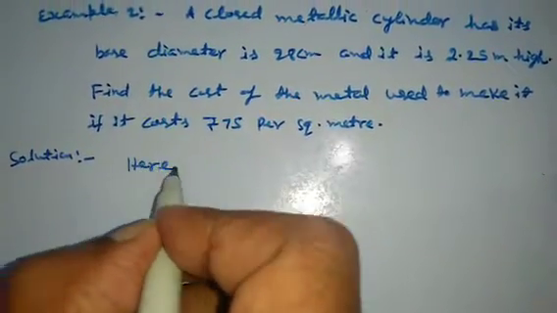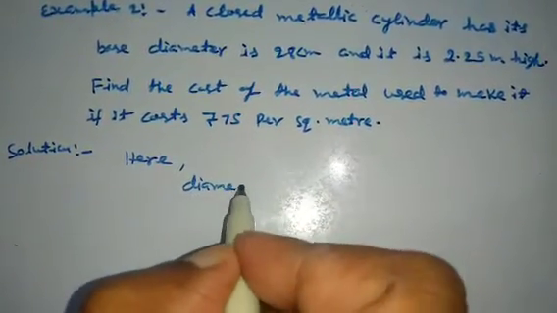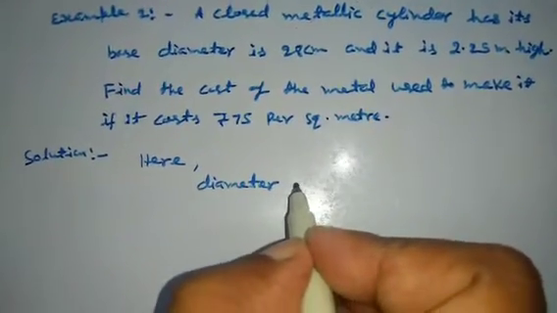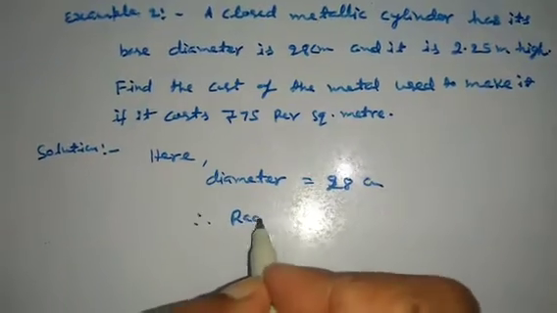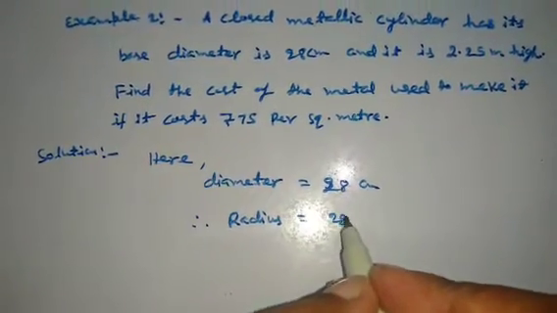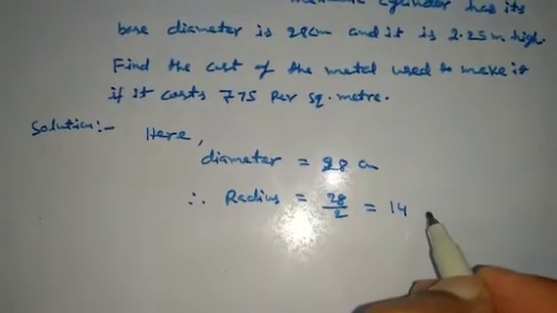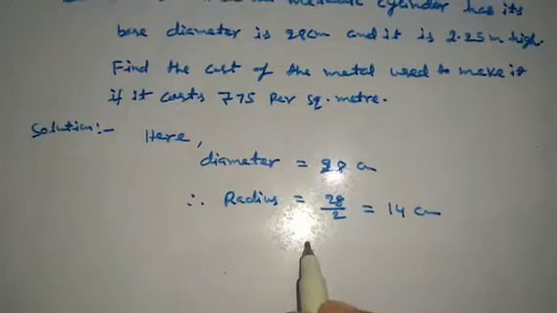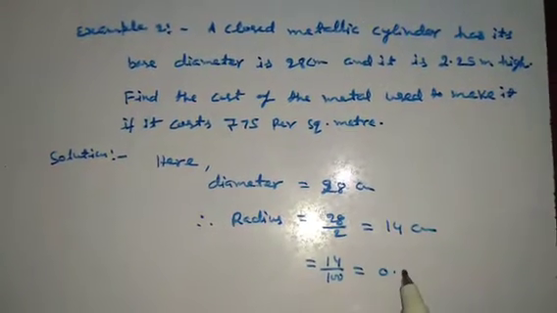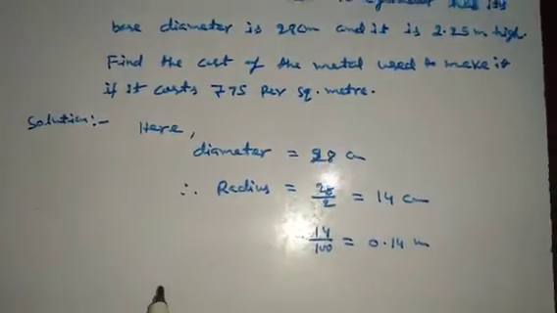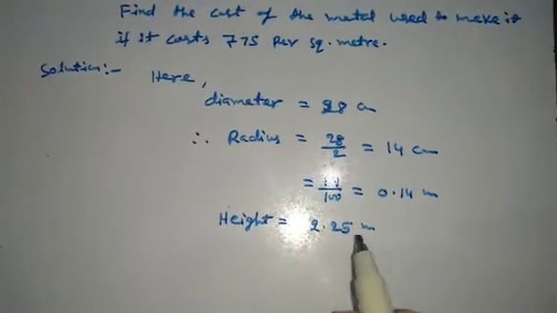Here diameter equal to 28 centimeter. So radius equal to 28 by 2 equal to 14 centimeter, equal to 14 by 100 equal to 0.14 meter. Height equal to 2.25 meter.